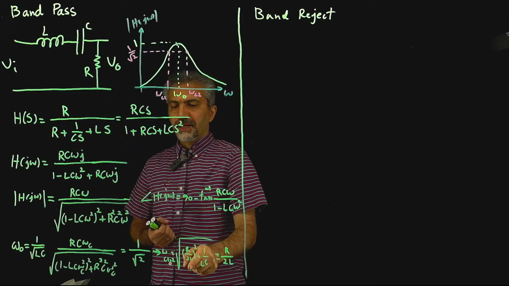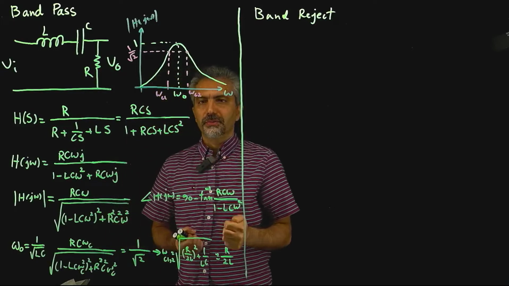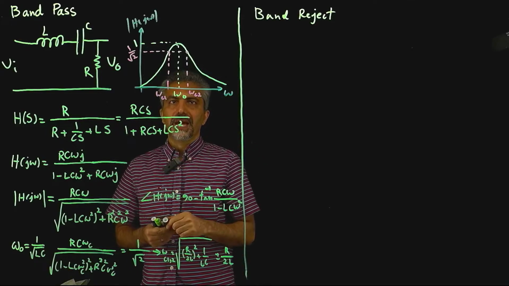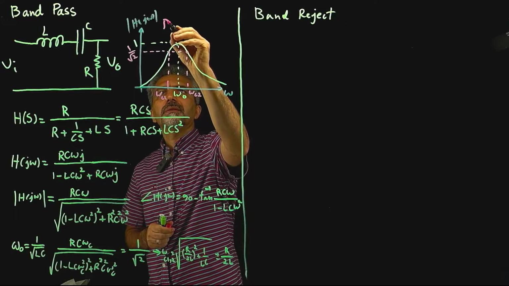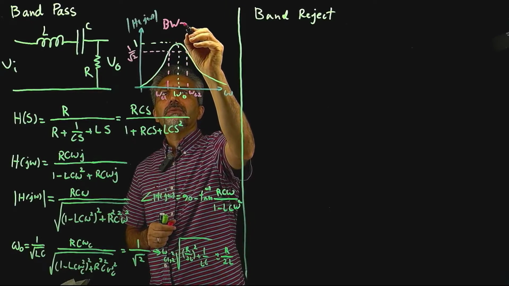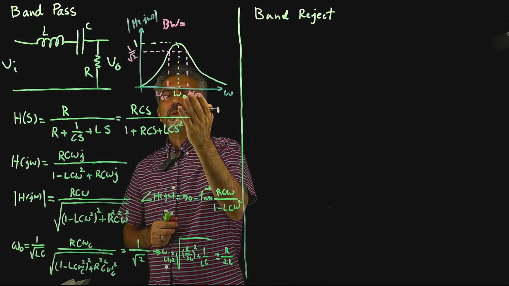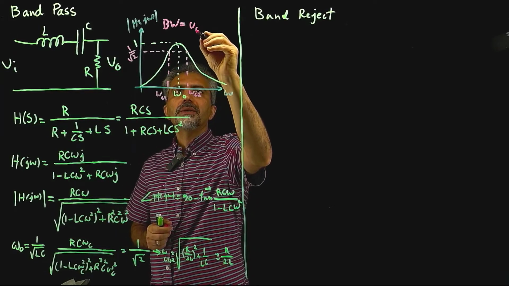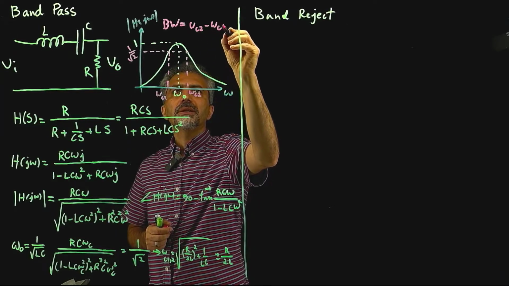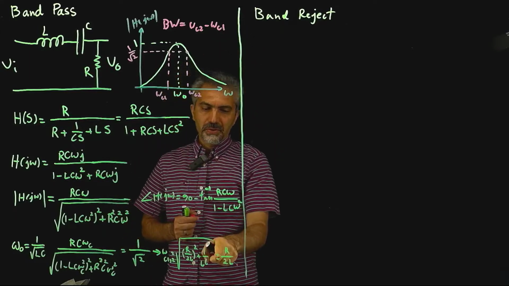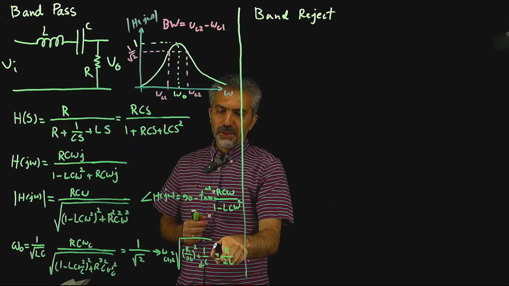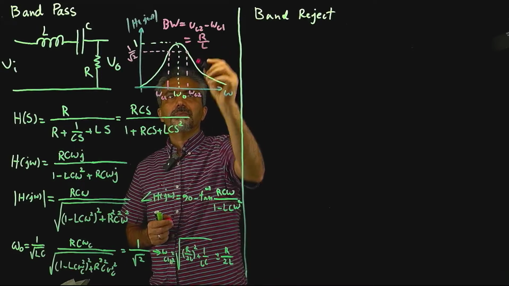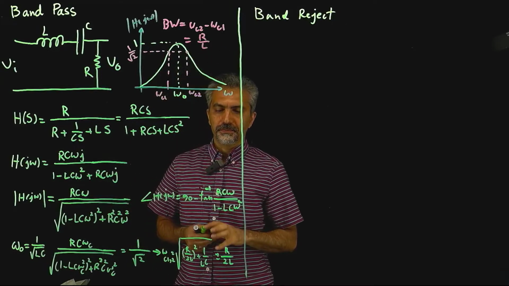Now, one other thing that I have to mention here before moving on to band reject filters is that we can define the concept of bandwidth again. So bandwidth would be the range of frequencies that we assume are approximately passing through your circuit. That would be omega C2 minus omega C1. And if you do that, that would be R over L for this case. Simply R over L.